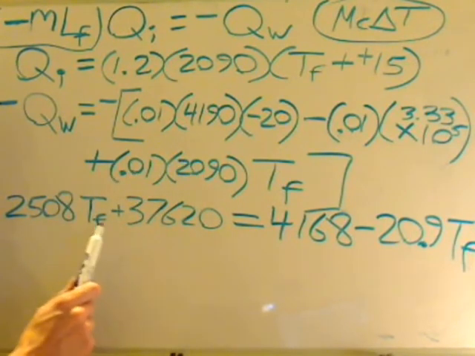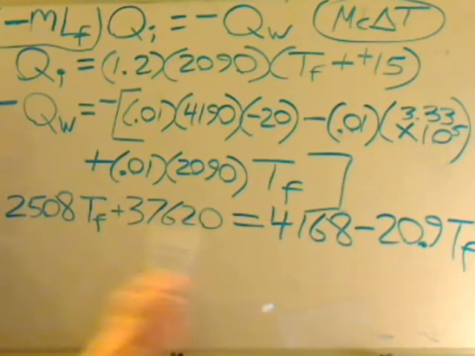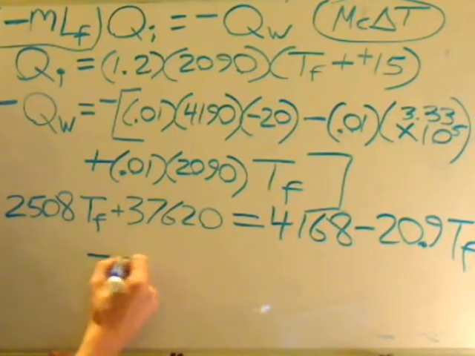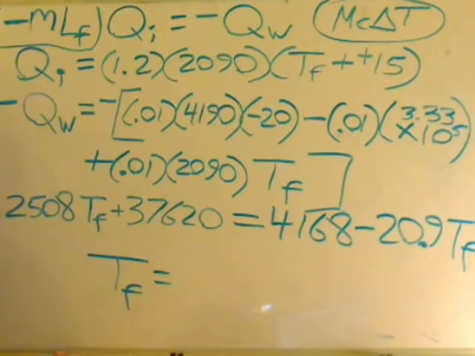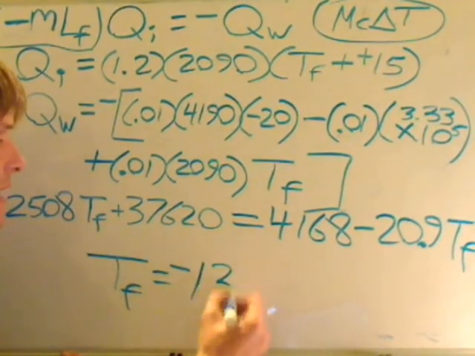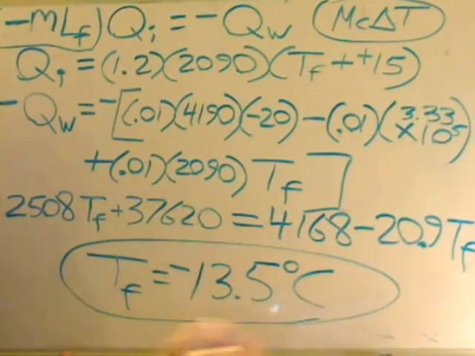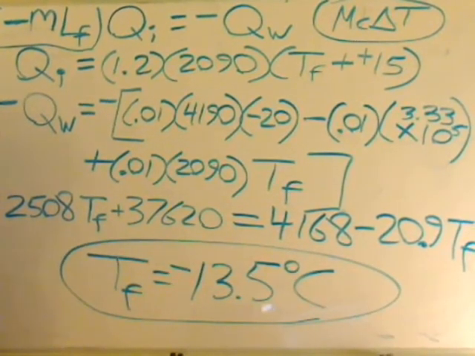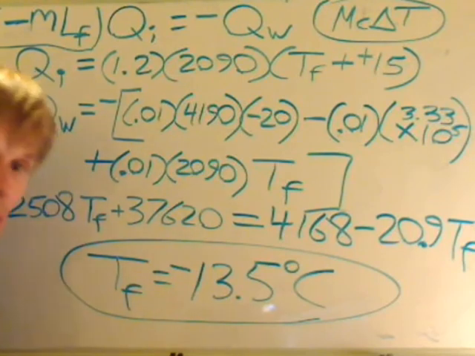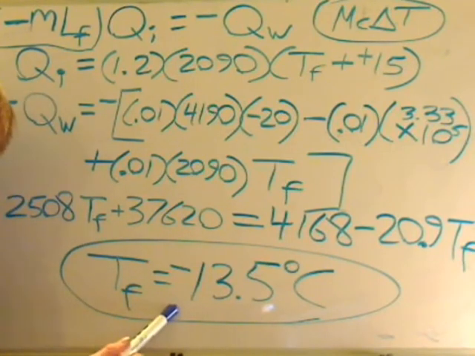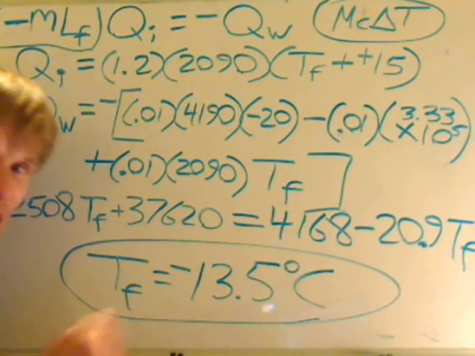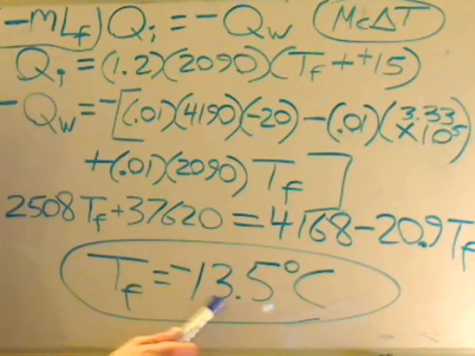So we just need to do a little bit of algebra here, solve for the final temperature, and the number you get is minus 13.5 degrees Celsius. So we started out with our minus 15 degrees Celsius ice, and we basically just added a few drops of water to it. It just warmed it up a little bit.